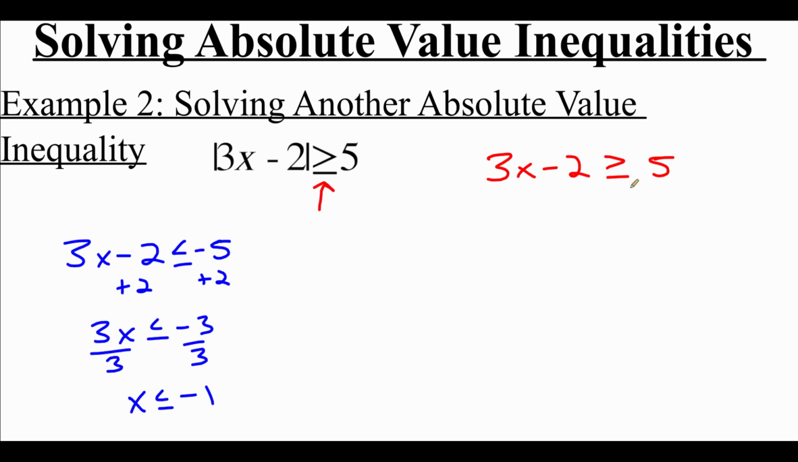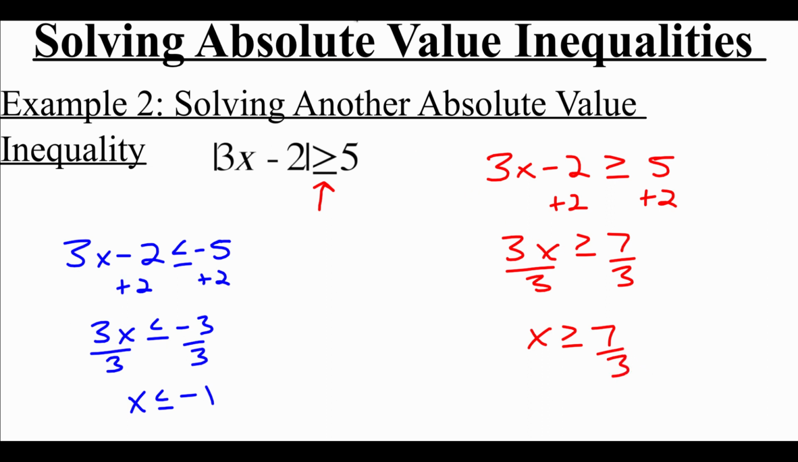Now if we go back over to our other inequality and work on solving that one, again I'm going to add the 2 first to get rid of that. So we get 3x is greater than or equal to 7. Divide by the 3 on both sides, and we're going to get x values that are greater than or equal to 7/3. So the answers are the x values that are less than or equal to negative 1, or the x values that are greater than or equal to 7/3. Now we can write this out in interval notation.